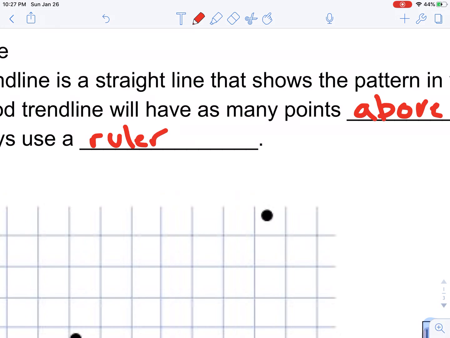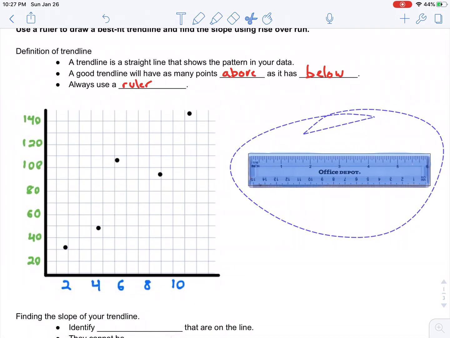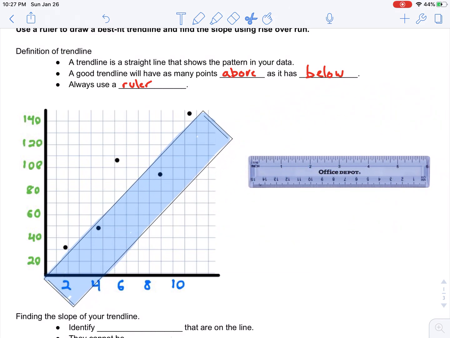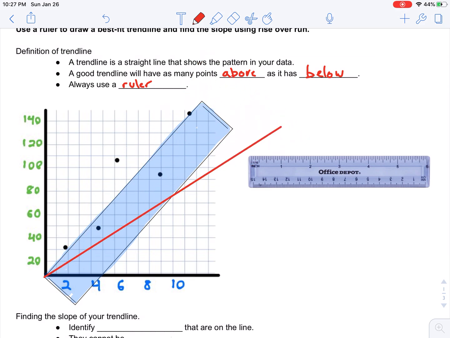Absolutely. So let's take our ruler and draw our trend line. I'm going to grab my handy dandy ruler and line it up so that I have an equal number of points above and below the line. In Notability, if you hold your finger down, you can get a straight line. If I drew my line down here, it would be way below those data points, and all the data points would be above. If I drew it right here, all the data points would be below. But if I have it right there on the ruler, let's take a look.